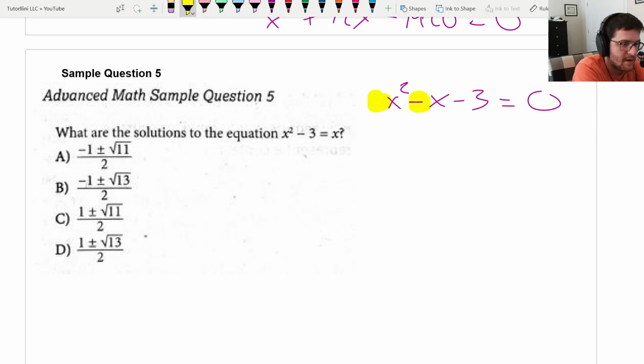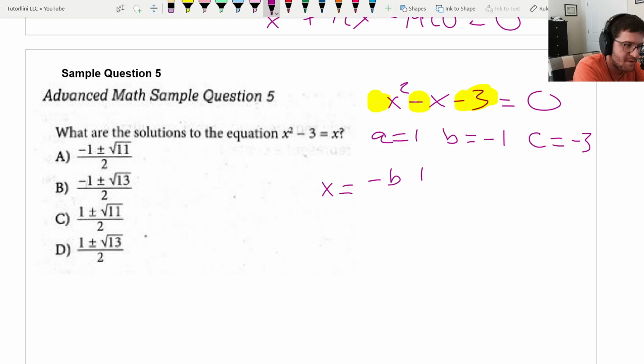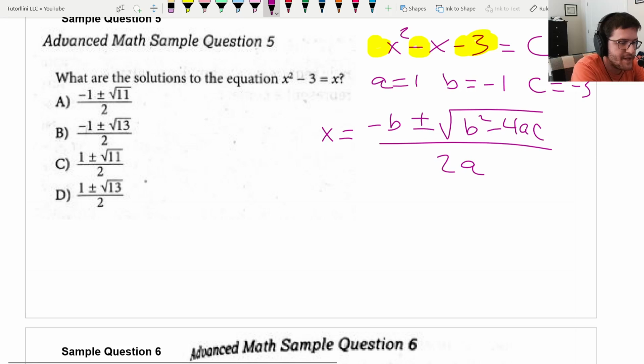So a is 1, b is negative 1, and c is negative 3. And we're going to use the quadratic formula. x equals negative b plus or minus the square root of b squared minus 4ac all over 2a. I'm going to very carefully plug all that stuff in.